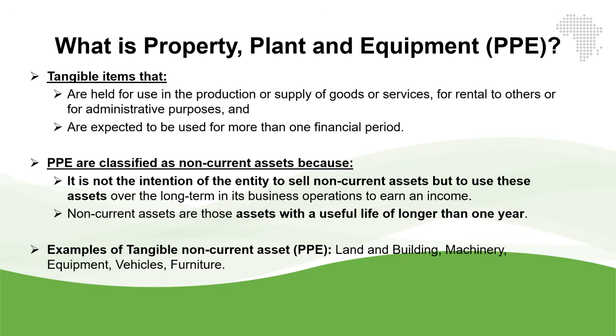So if we were to make examples of property, plant, and equipment, we are talking about land and building. You're going to use the buildings for your business for longer than a year, which then qualifies as your property, plant, and equipment, and it is a non-current asset. We talk about machineries in your business, you're going to use it for a long period of time. We talk about equipment, vehicles, and furniture. So at least now from this slide, we get an understanding what is property, plant, and equipment.